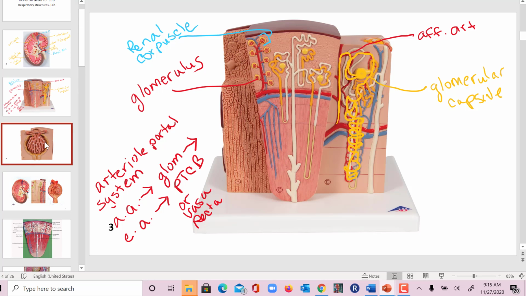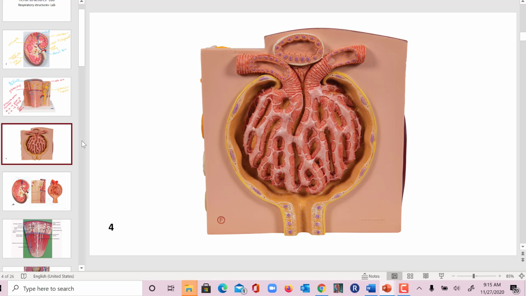Okay, let's move on to the next picture. Here is the afferent arteriole again. Here is the glomerulus. It is made of simple squamous endothelium.